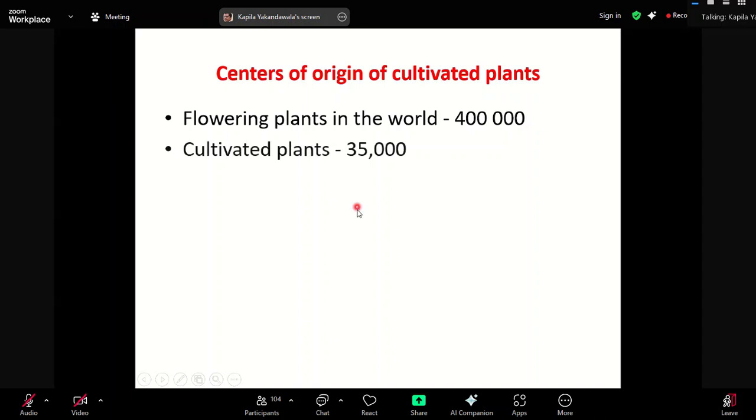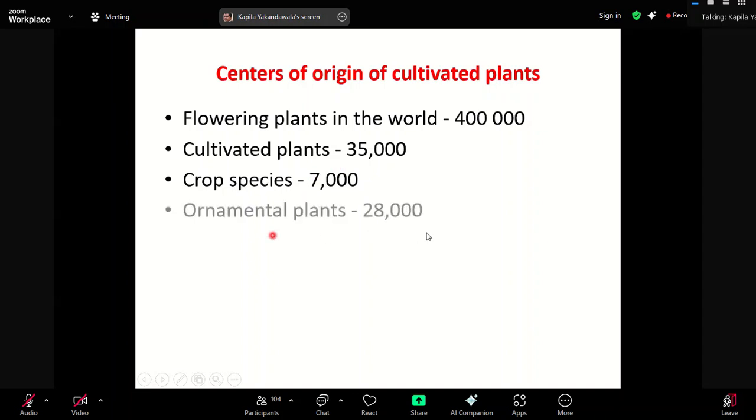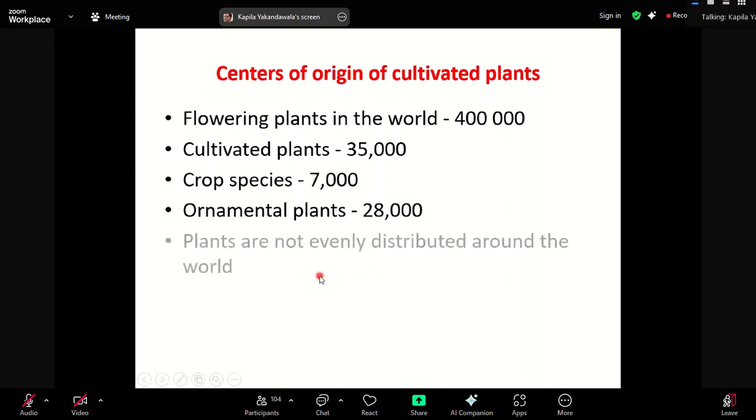Out of that, about 35,000 are cultivated. And out of this, about 7,000 are crop species. Ornamental plants, we have about 28,000. So if you look at these cultivated plants, crop plants and ornamental plants, these plants are not distributed evenly throughout the world, but they are concentrated on certain areas.